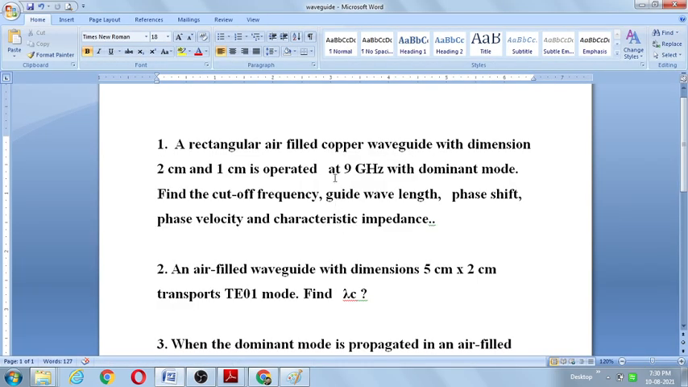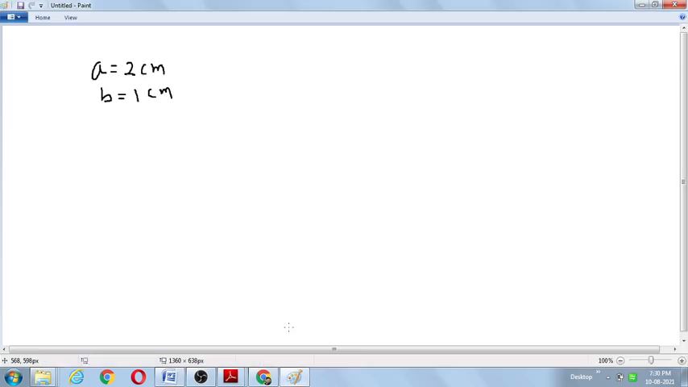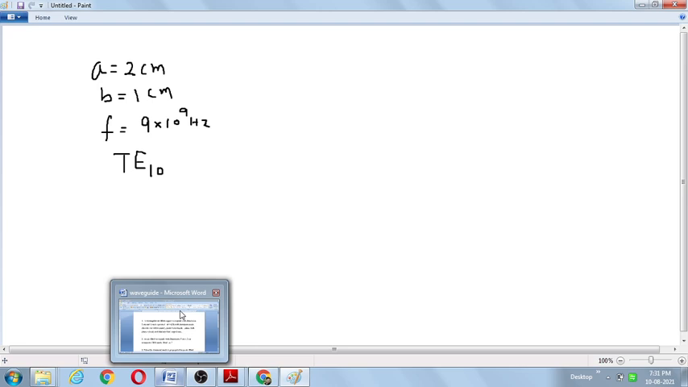Next, operating frequency is equal to 9 gigahertz with dominant mode. Operating frequency f is equal to 9 gigahertz, that means 9 into 10 power 9 hertz. So it is operated in dominant mode. In rectangular waveguide, dominant mode is equal to TE10 mode. Okay.